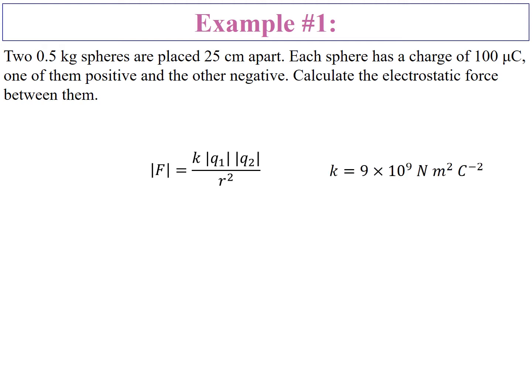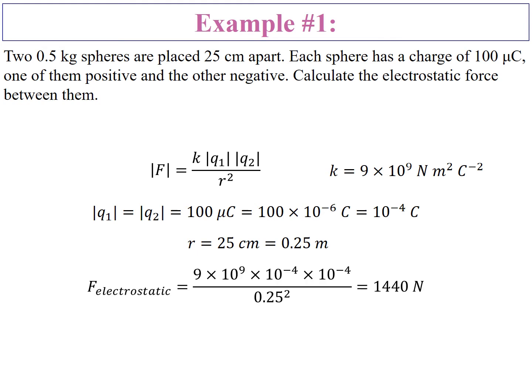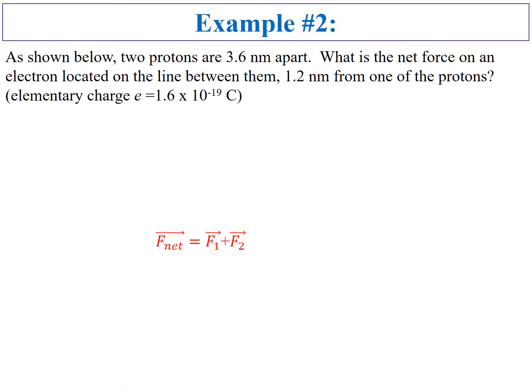F equals k Q1 Q2 over r squared. k is 9 times 10 to the 9. And then if you substitute Q1 equals Q2 equals 100 microcoulomb, which is 10 to minus 6 coulomb or 10 to minus 4 coulomb. r is 25 centimeter, and you need to convert it into meter, 0.25 meter. And if you calculate the electrostatic force, you will get 9 times 10 to the 9 times 10 to minus 4 times 10 to minus 4 over 0.25 squared, and you will end up with 1440 Newton.